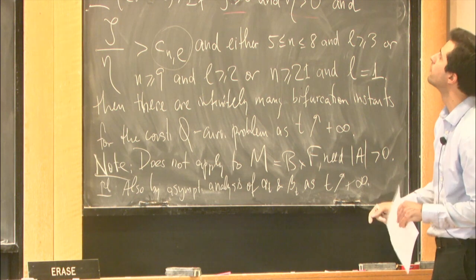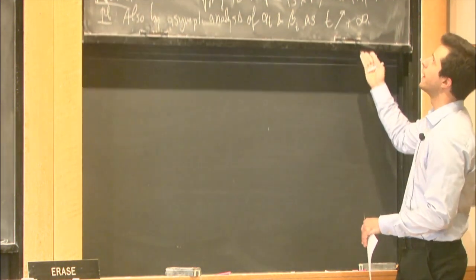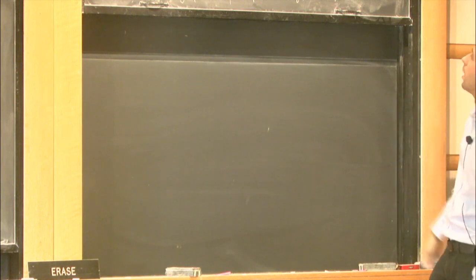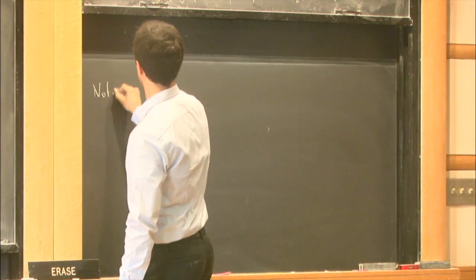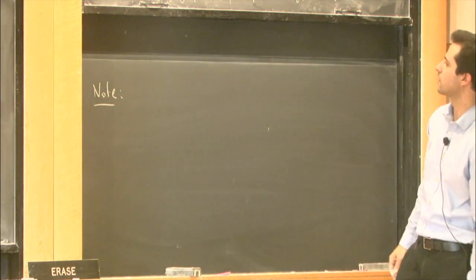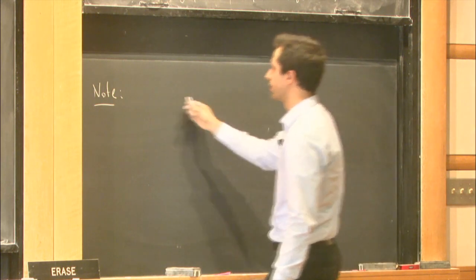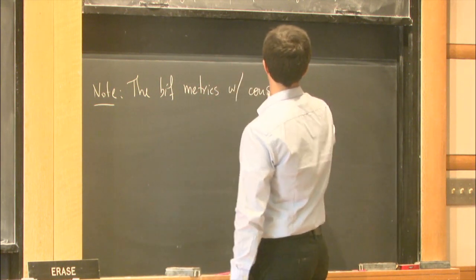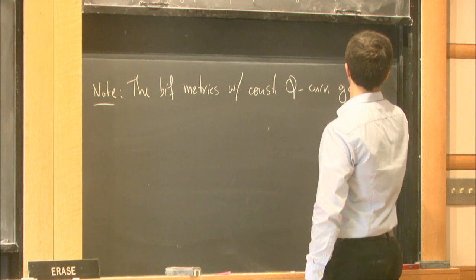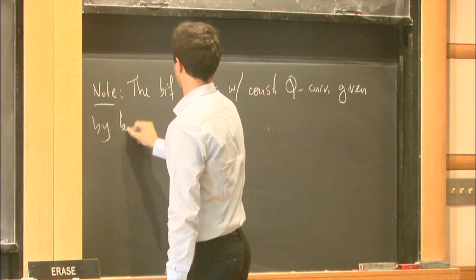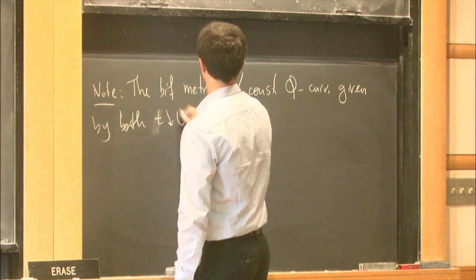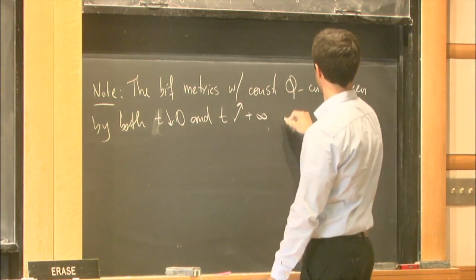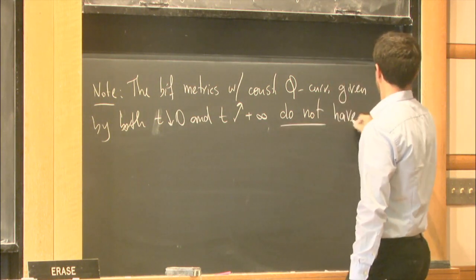Right. So rather than discussing those, I'll just perhaps finish by commenting on the scalar curvature of these bifurcating metrics. So note that again, some rather complicated analysis of these coefficients shows that the bifurcating metrics with constant Q-curvature, given by both of the above corollaries, t going to 0 and t going to infinity, provided, of course, these hypotheses are satisfied, do not have constant scalar curvature.